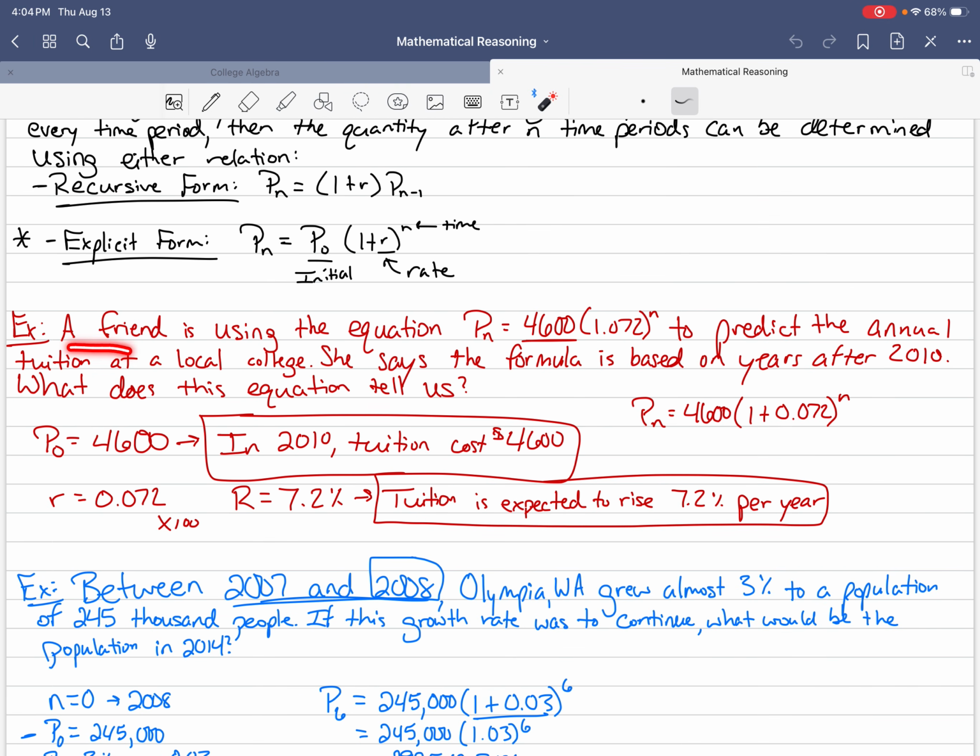Example here. A friend is using the equation P sub n equals 4,600 times parentheses 1 plus 0.072 to the power of n to predict the annual tuition at a local college. She says the formula is based on years after 2010. What does this equation tell us?